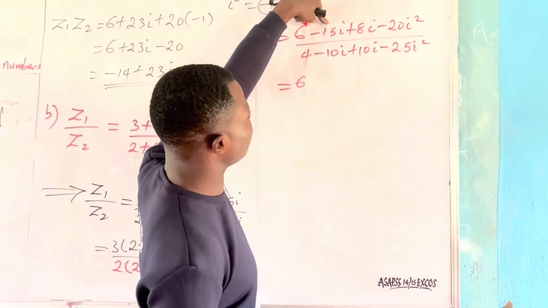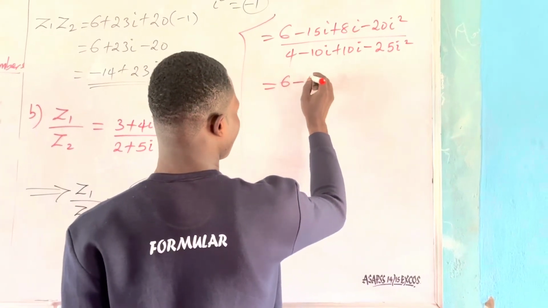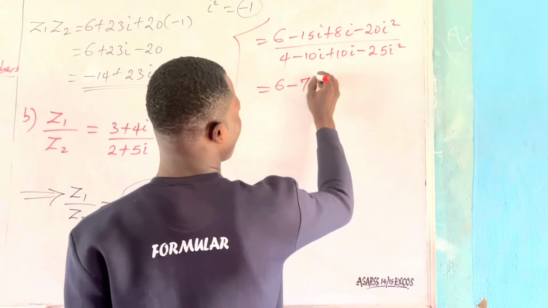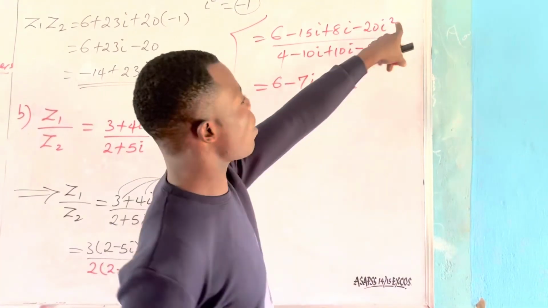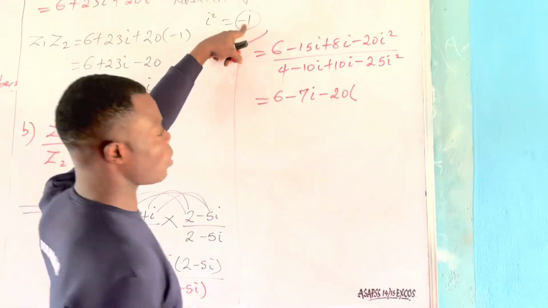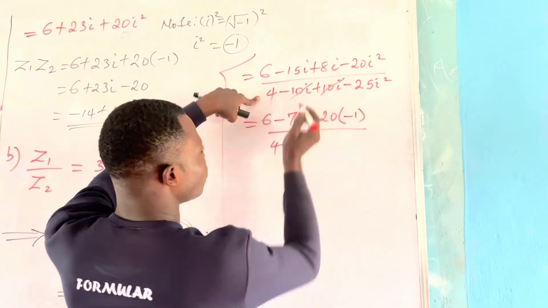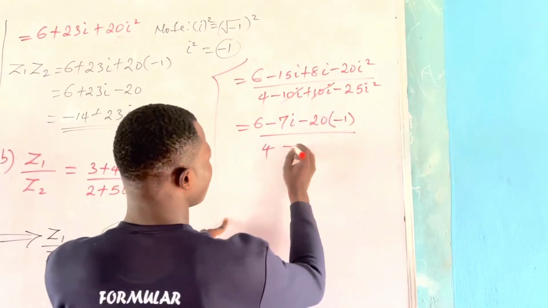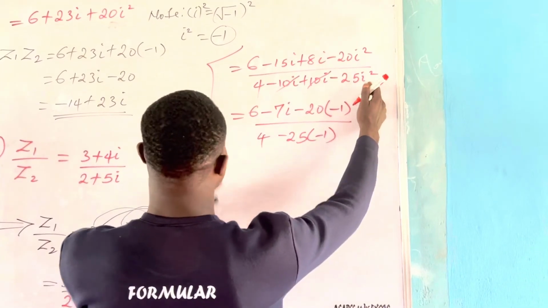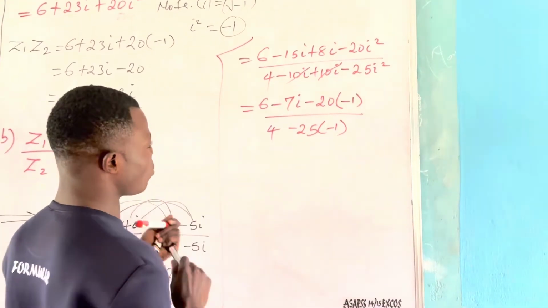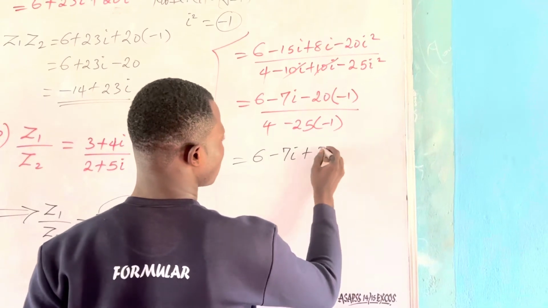So when you simplify this, you are going to have 6. So minus 15 plus 8 will give us minus 7i. So this will be minus 20 into, don't forget that our i squared is the same thing as minus 1. When we put it here, we have minus 1 all over 4. This will take care of this. So we now have a minus 25 into minus 1. Our i squared is minus 1 here. So by the time we simplify this, we're going to have 6 minus 7i, then plus 20.